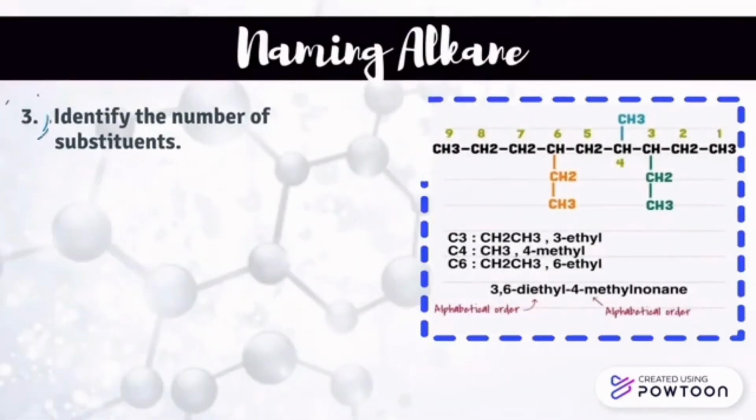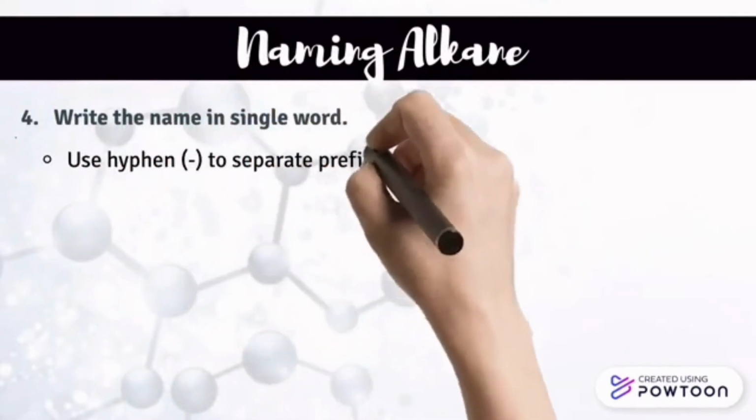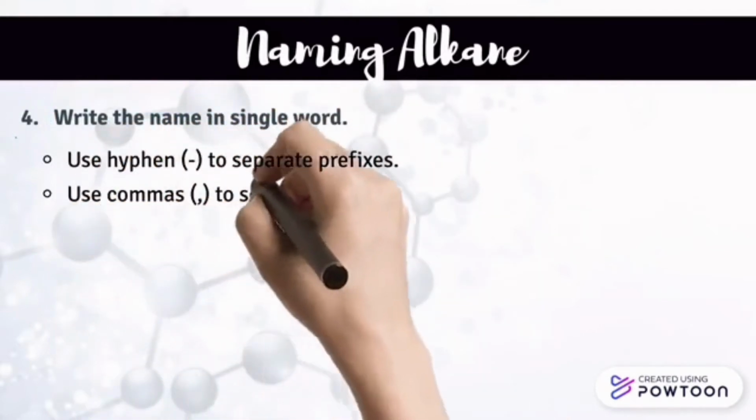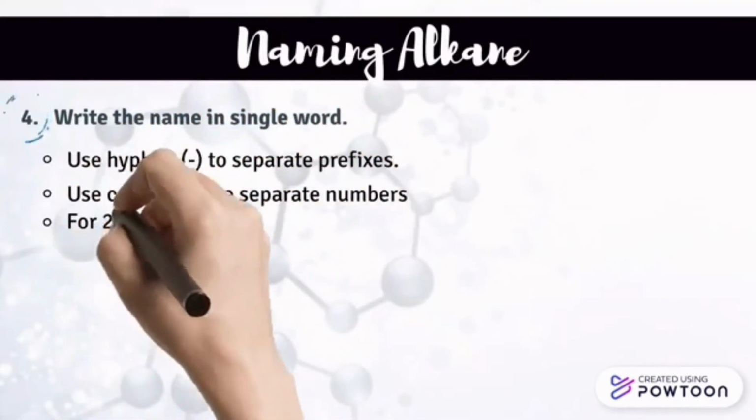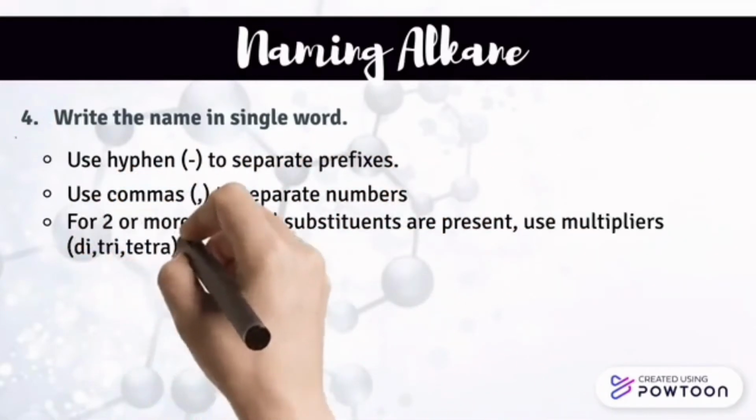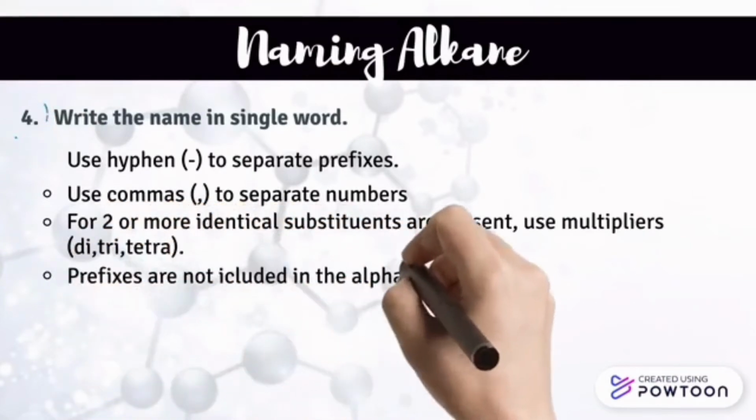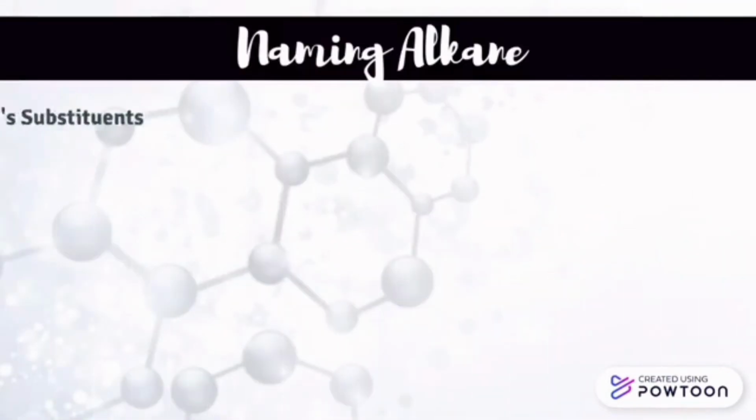Next, we have to identify the number of substituents. The substituents need to be arranged in alphabetical order like shown in the picture. Organic compounds should be named in a single word, so we use hyphens to separate the prefix and commas to separate the numbers. For two or more identical substituents, we use multipliers like di, tri, and tetra in front of the substituents. These prefixes are not included in the alphabetical ordering.